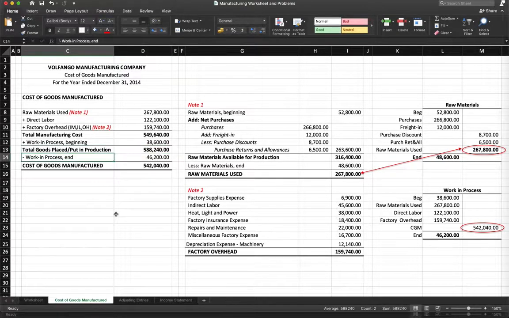Less work in process, and ito na lang daw yung natira sa work in process. Ito na lang daw yung mga hindi pa natatapos at the end. Out of all na nilagay sa production na 588,240, ito na lang daw ang natira. Kaya ano yung nangyari sa difference? Yun yung mga na-manufacture na. These are the cost of goods manufactured. These are your finished goods. Those are the goods which are produced or finished during the year. Cost of goods manufactured.